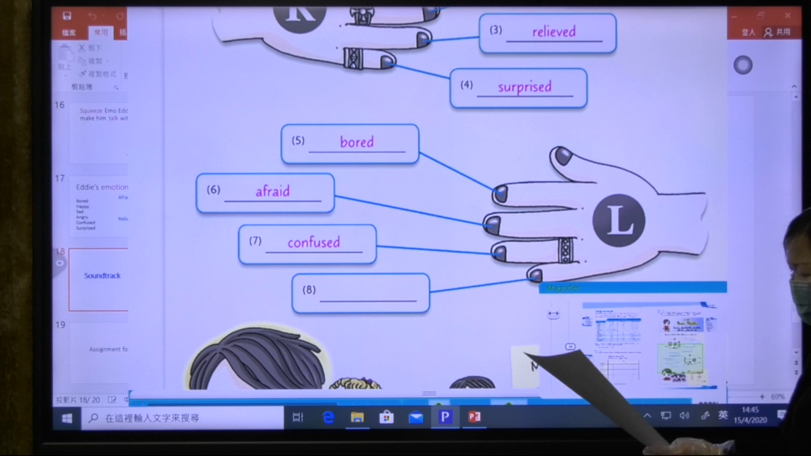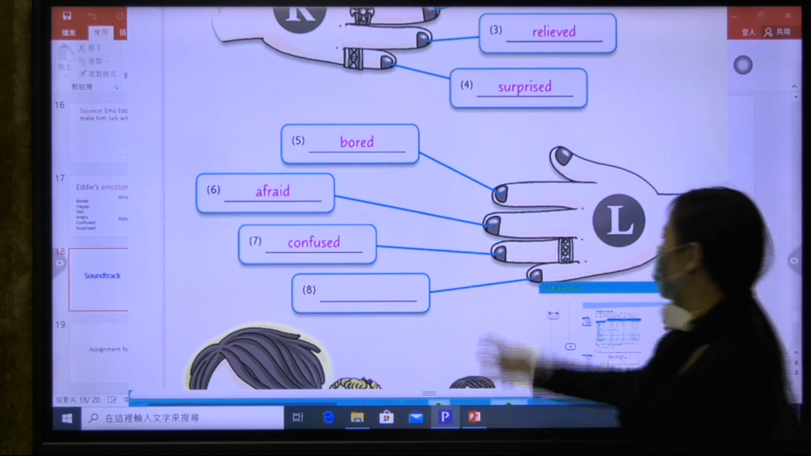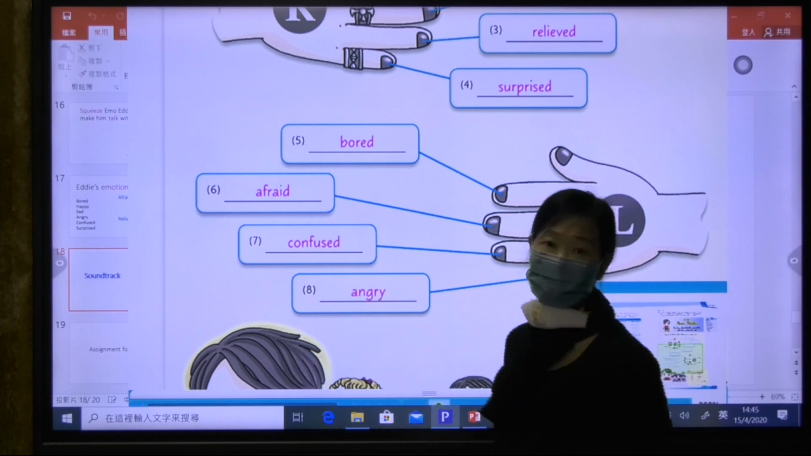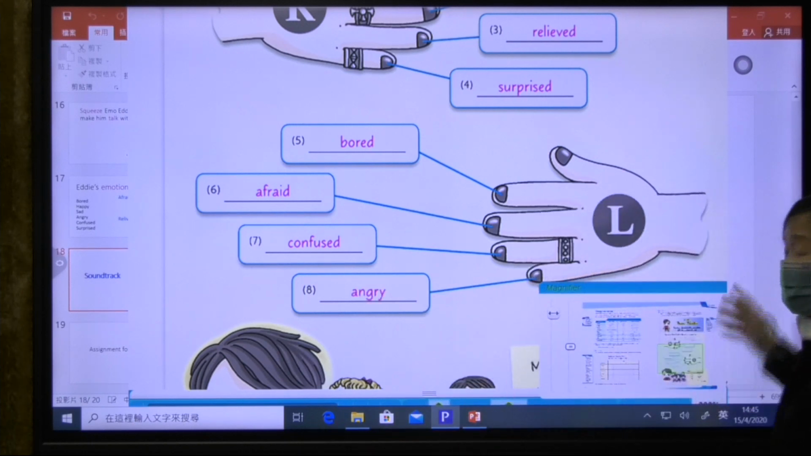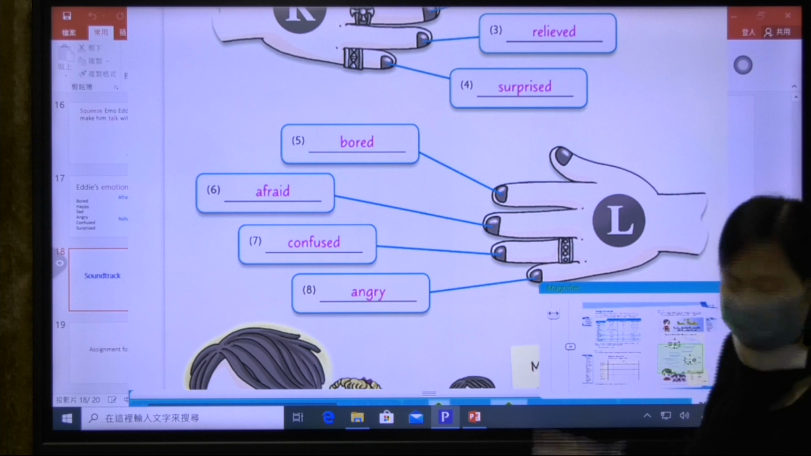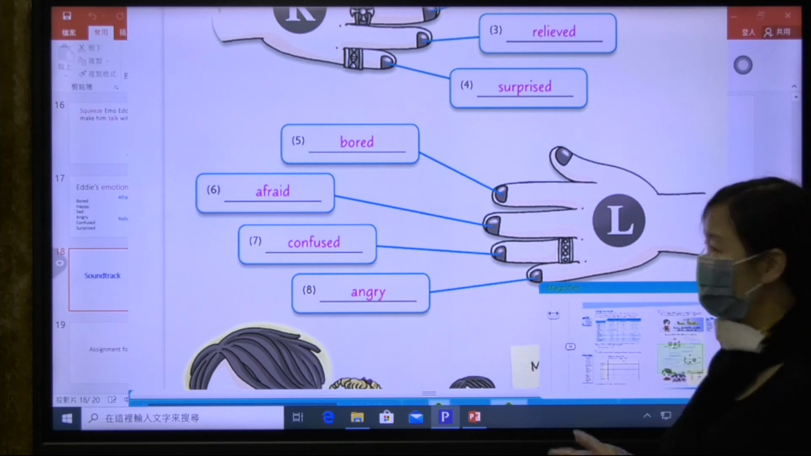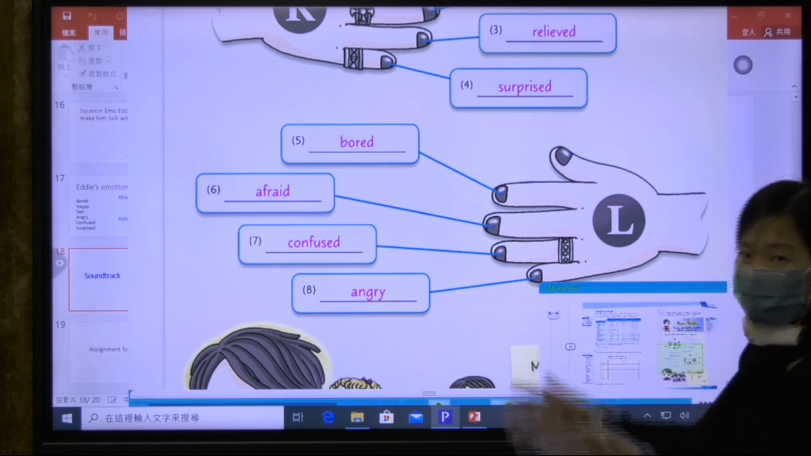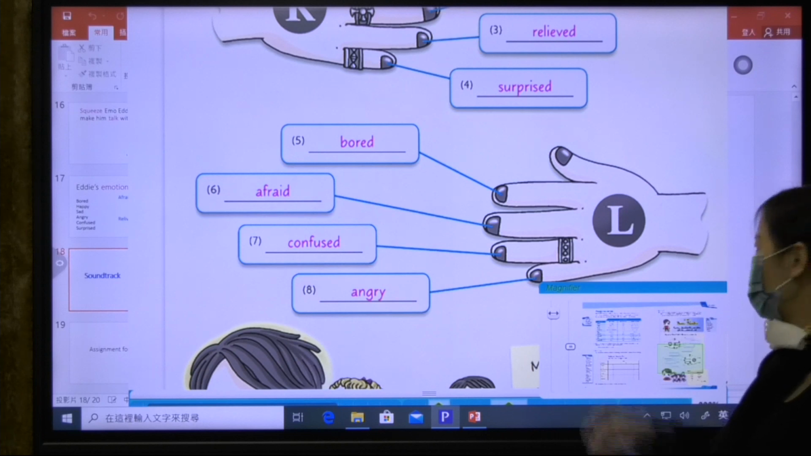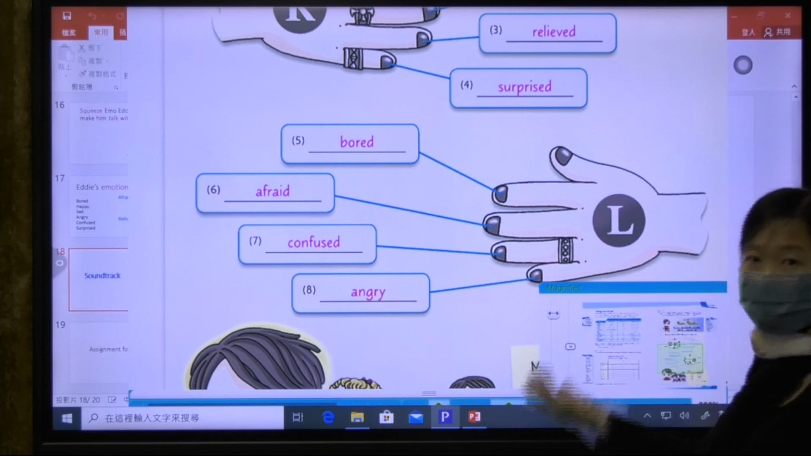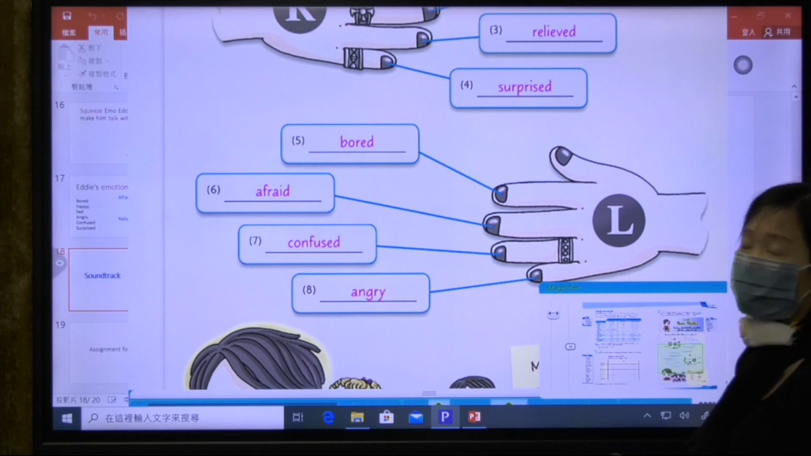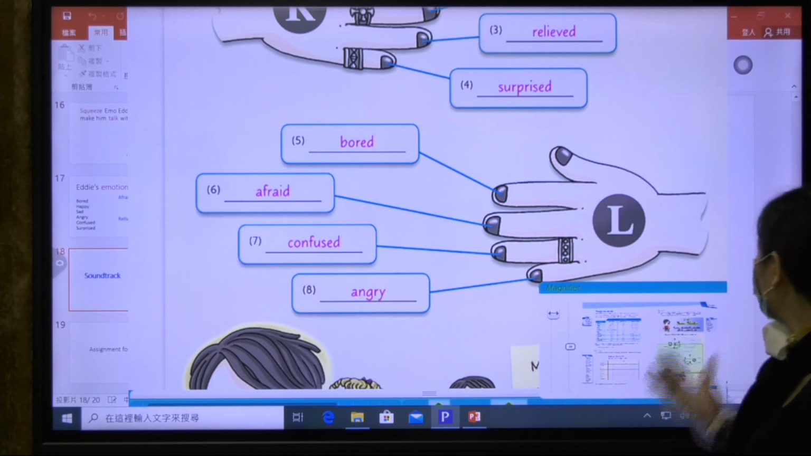And the last one, I hate you. Go away. Leave me alone. Angry. Are you alright with all these emotions? So you can write them down, right? Or when this session finishes, you can tidy up all your answers and then upload your work onto the Google Classroom for me.